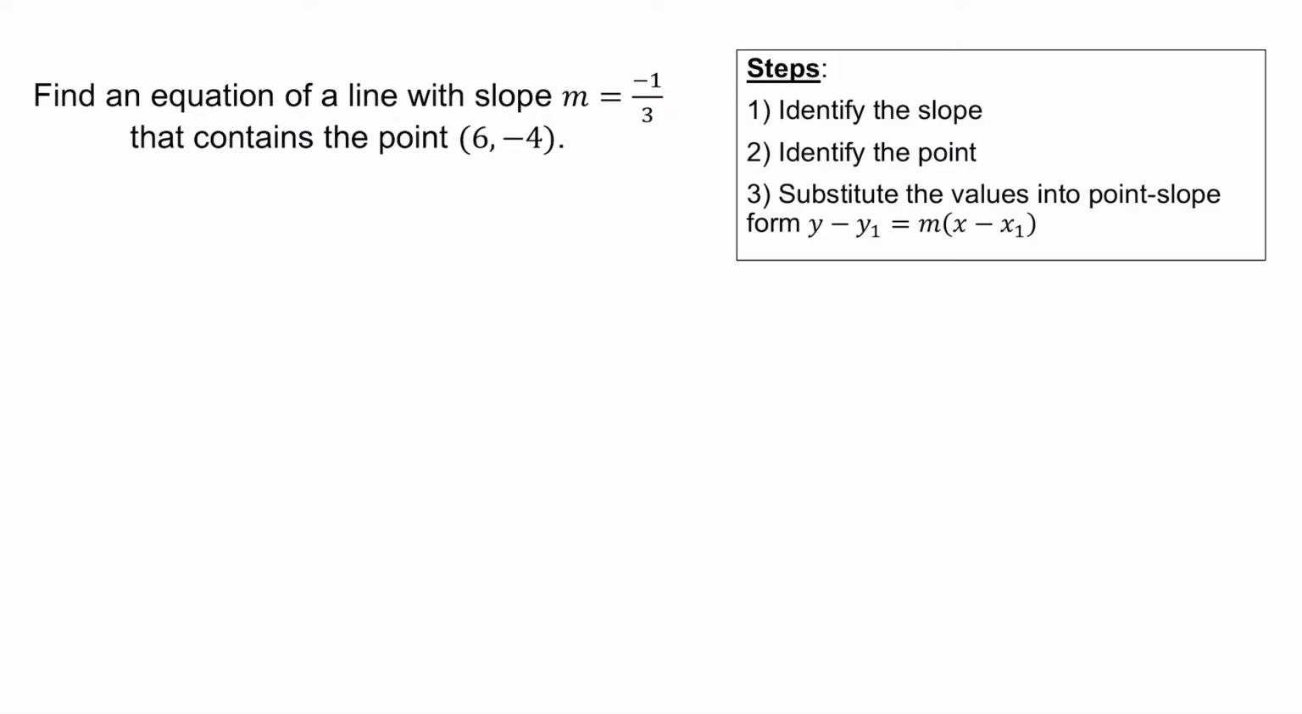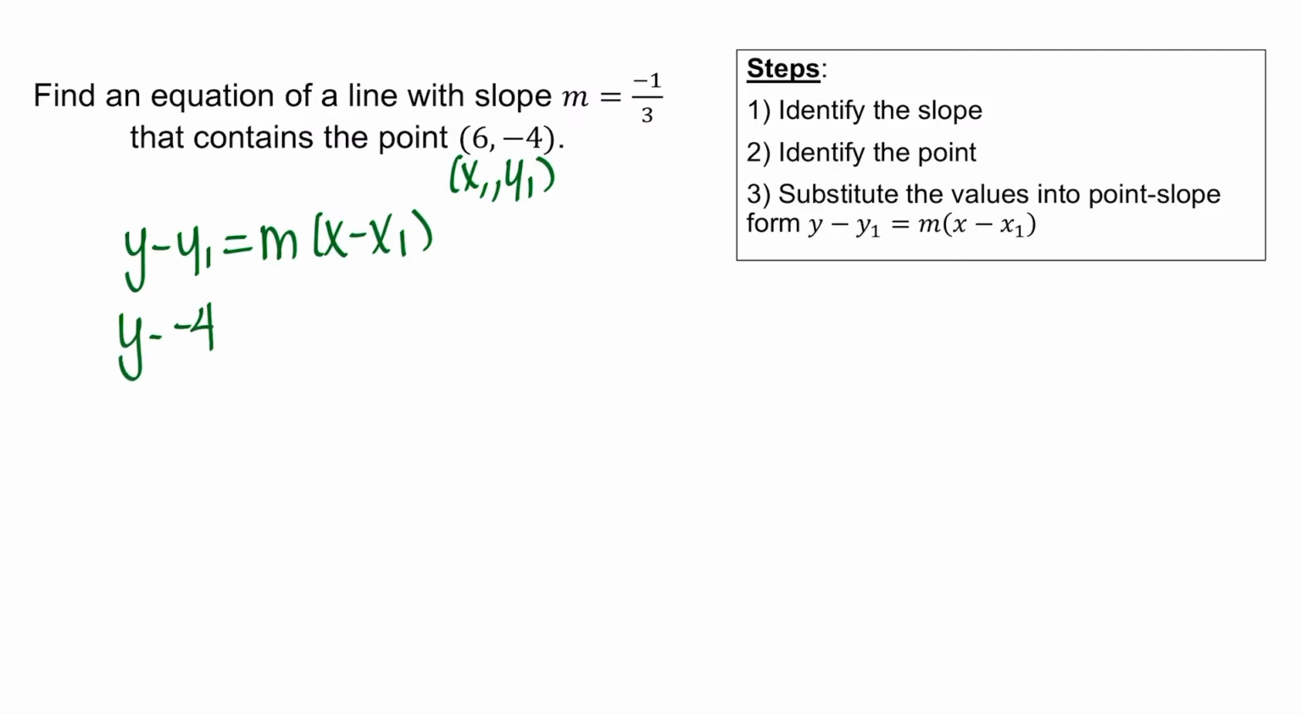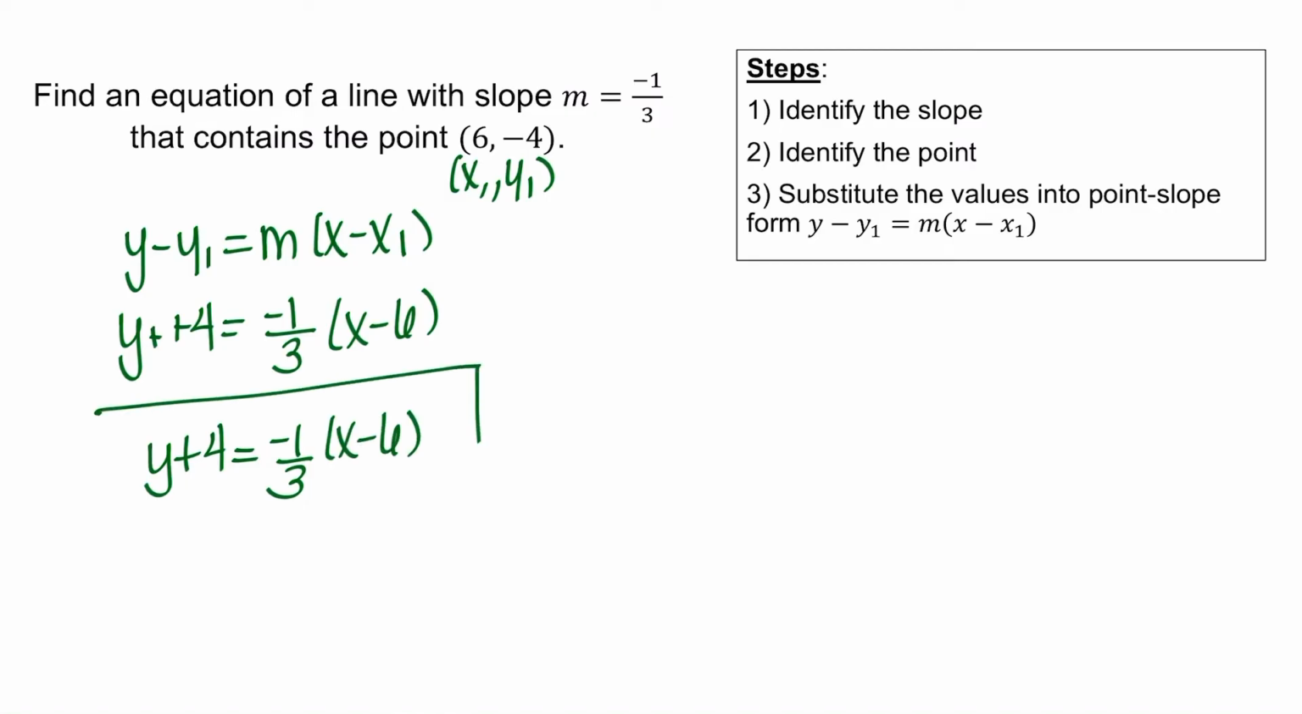Let's write the equation of a line with slope m equals negative 1/3 that has the point 6, negative 4. So we have our slope, we have this point, which is x1, y1. Let's plug into y minus y1 equals m times x minus x1. So when we plug in, we get y minus negative 4 equals negative 1/3 times x minus 6. So when we plug in y minus negative 4, that becomes plus. So we have y plus 4 equals negative 1/3 times x minus 6. So that is the equation of the line in point-slope form.